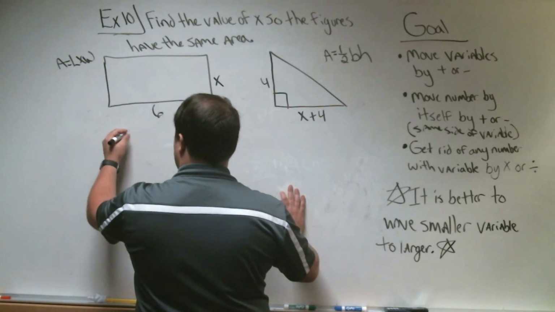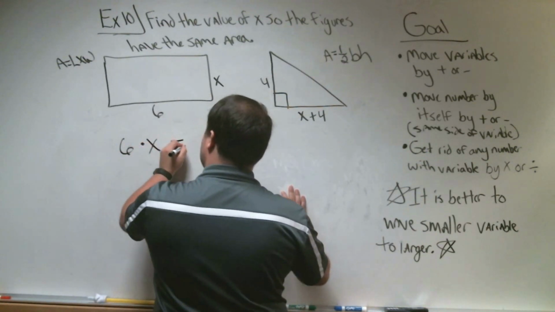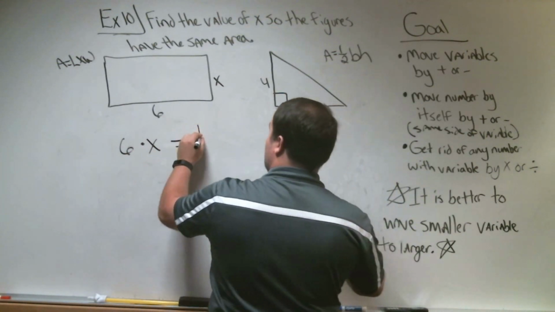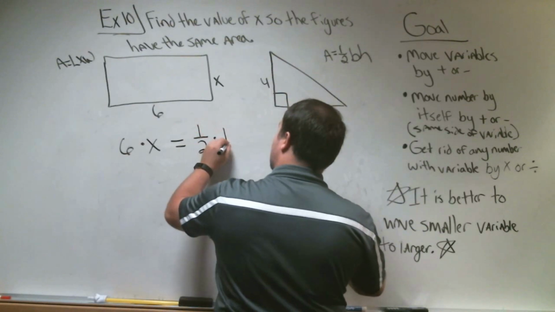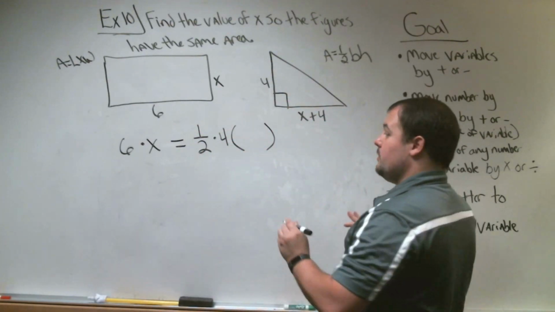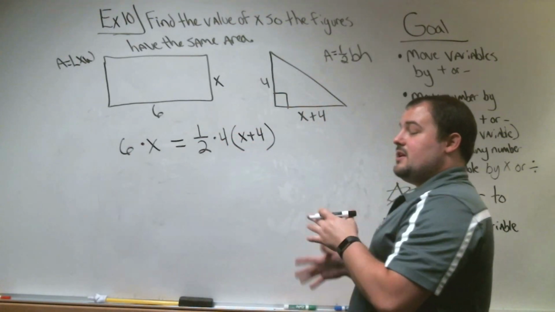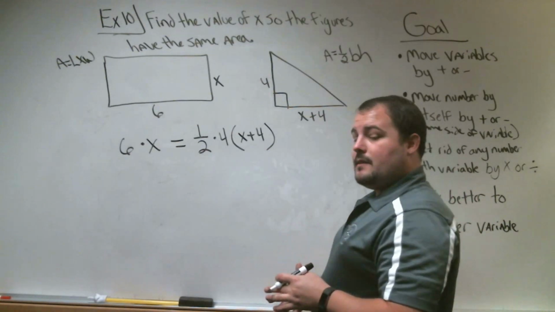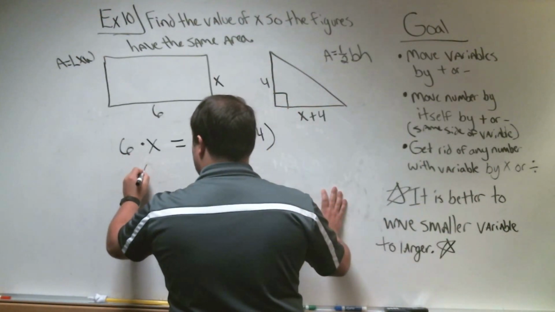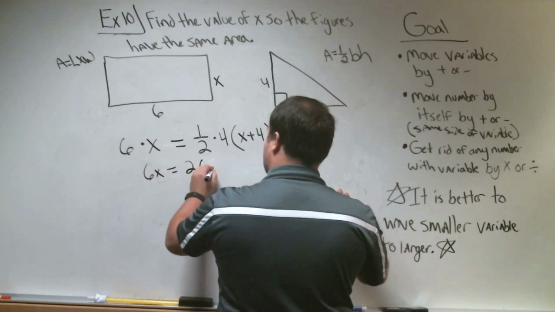So first thing, we take its length, 6, times its width, x. So 6 times x, or 6 times something, is going to equal 1/2 times 4. And again, since we have x plus 4, we need to put that in parentheses. And it's not just one number, so we have to put that in parentheses. Now, let's go ahead and simplify some things. 6 times x, that's 6 x's, equals half of 4 is 2.